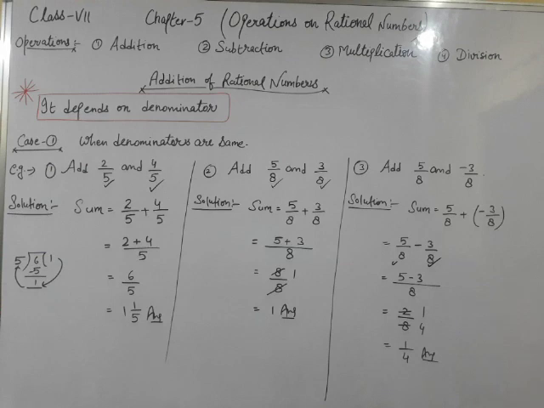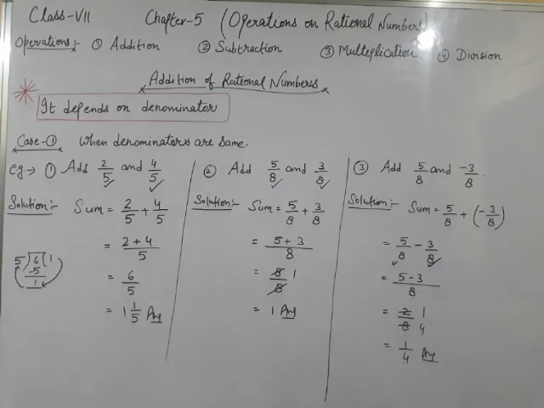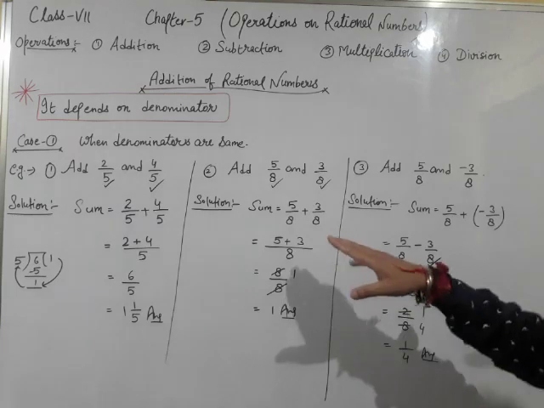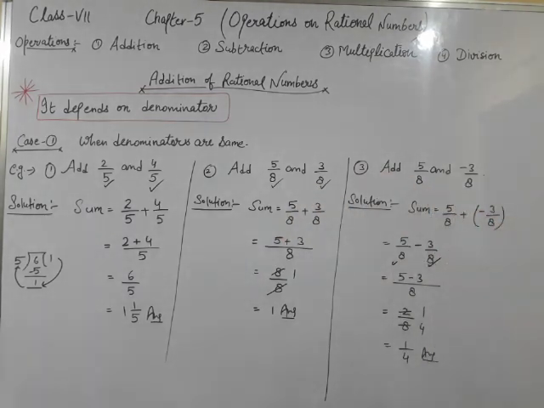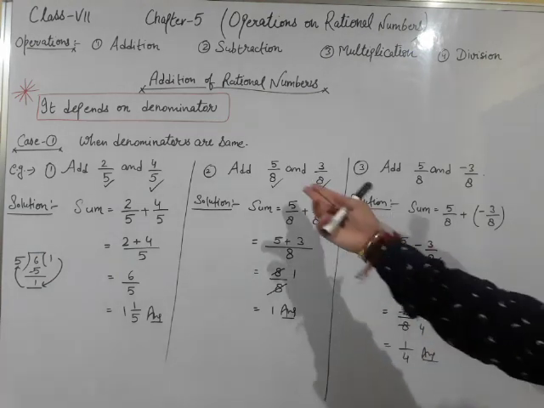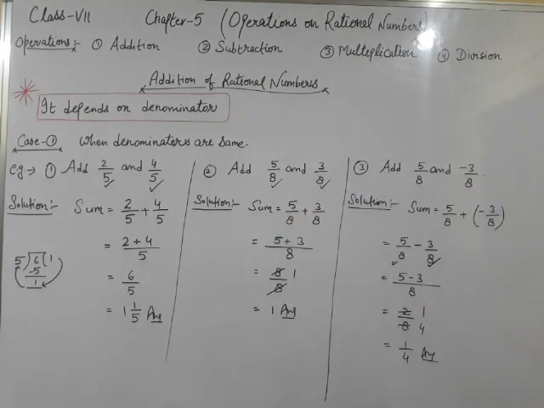But here we have the same denominators, and if in this question we take the LCM of 8 and 8, it will be 8. Therefore we need not take the LCM of the denominators when denominators are the same. In the second question we have two positive rational numbers, but in question number 3 we have one positive rational number and one negative rational number.